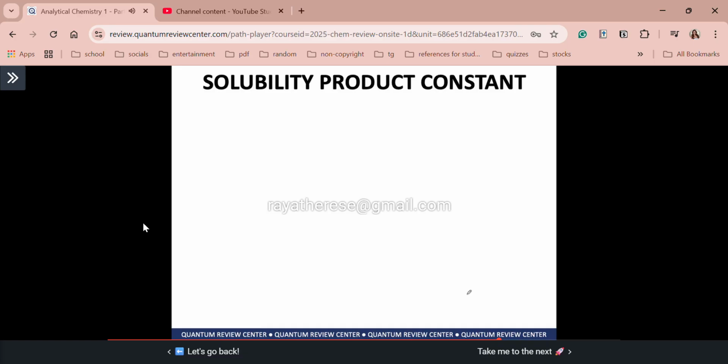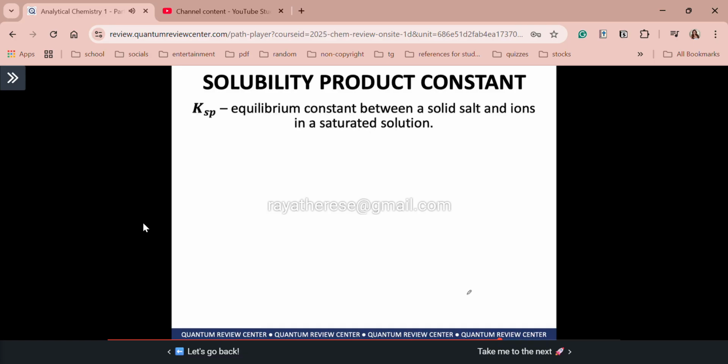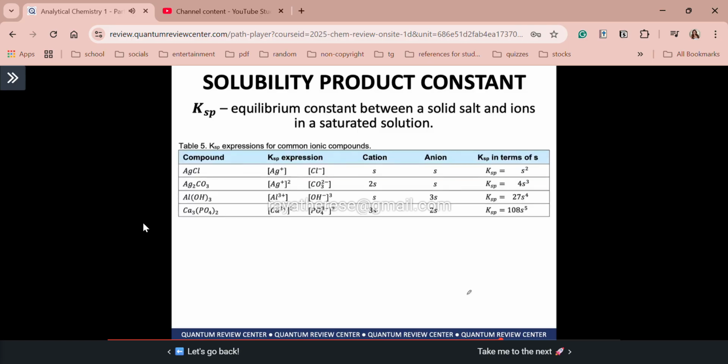Meron pa tayong second half ang acid base. Kaya make sure guys, ginagawa nyo ang best na to keep up. So class KSP, ito ang equilibrium constant natin between solid salt and ions in a saturated solution. So, there in table 5, meron tayong iba't ibang KSP expressions.